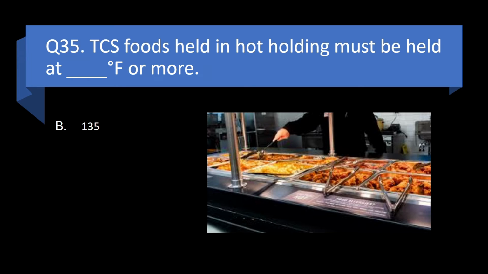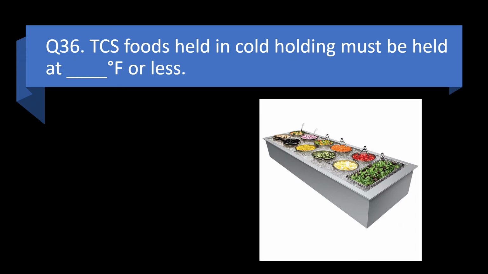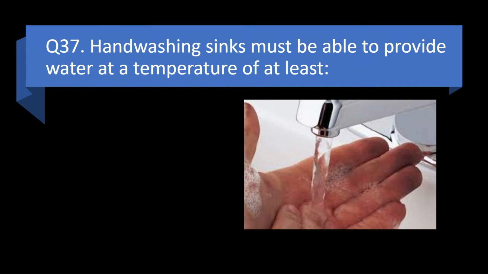B. 135. Question 36. TCS foods held in cold holding must be held at blank degrees Fahrenheit or less. 0, 32, 41, or 45. C. 41. Question 37. Hand washing sinks must be able to provide water at a temperature of at least 90 degrees Fahrenheit, 100 degrees Fahrenheit, 110 degrees Fahrenheit, or 120 degrees Fahrenheit? B. 100 degrees Fahrenheit.